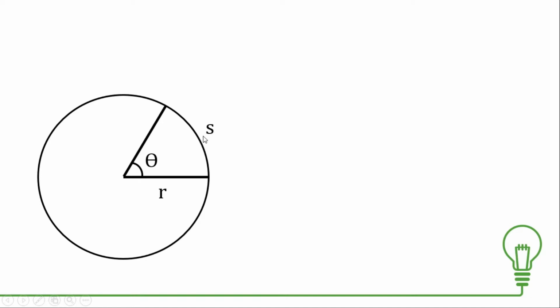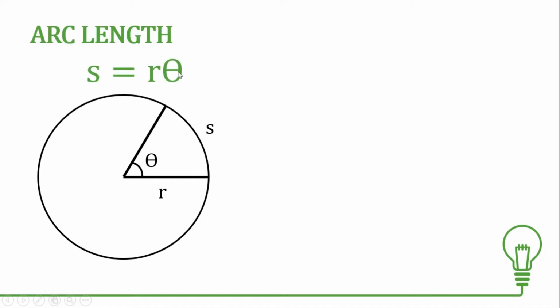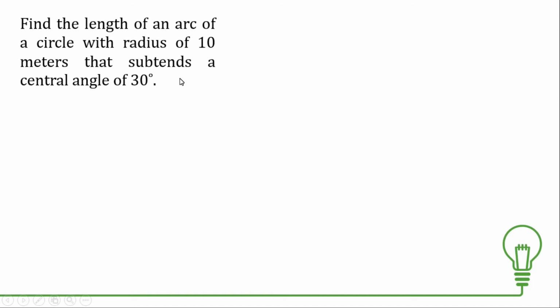So what we're going to do is multiply, since theta here is just a part of the circle. Meaning we are to multiply the angle measure here by its radius, and that would be the formula in getting the arc length of a certain circle. Again, the formula in getting the arc length, which is represented by small letter s, is the radius multiplied by the angle measure. Okay, so let us have an example.